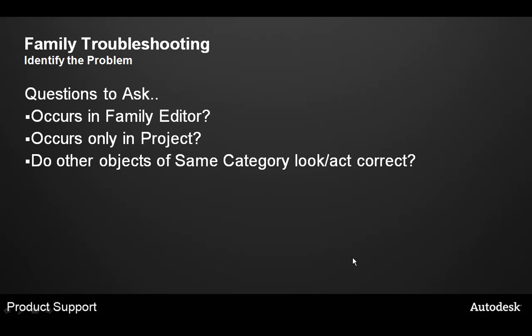Also, it's important to check whether or not objects in the same category look and act correct as the object you're working on. The category of the object makes a big difference in how the family behaves when it's loaded and used inside of a project. Check to make sure that objects in a similar category also are behaving the way you expect.